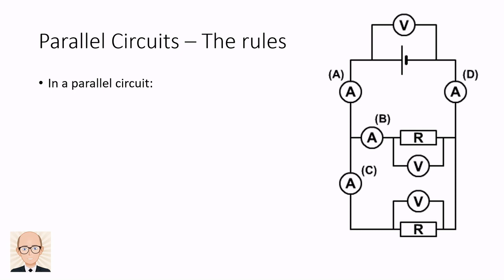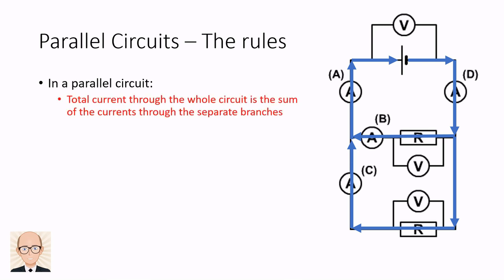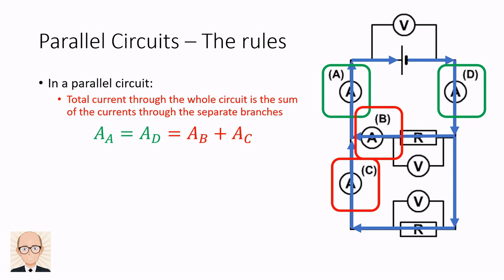With parallel circuits, the components are located on different branches of the circuit. The current flowing through ammeter D will split between the two branches to flow through ammeters B and C separately, before joining back up to flow through ammeter A. The rule, therefore, is that the total current through the whole circuit is equal to the sum of the currents flowing through the separate branches. In the diagram here, we can say that the current flowing through ammeters A and D will be equal, and that this will equal the current flowing through ammeters B and C added together.